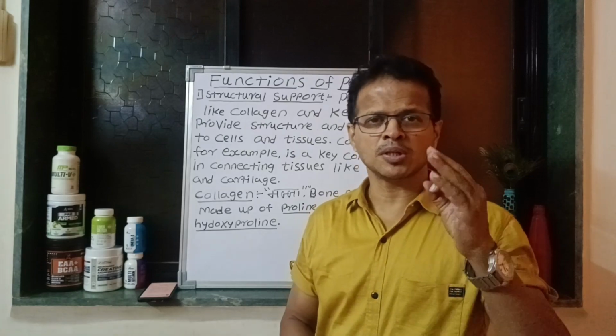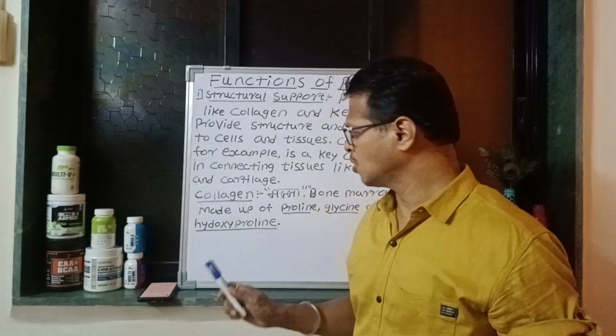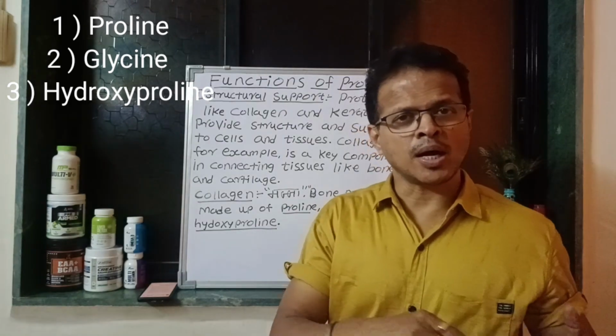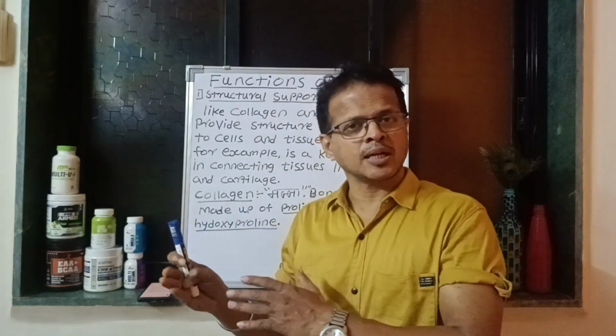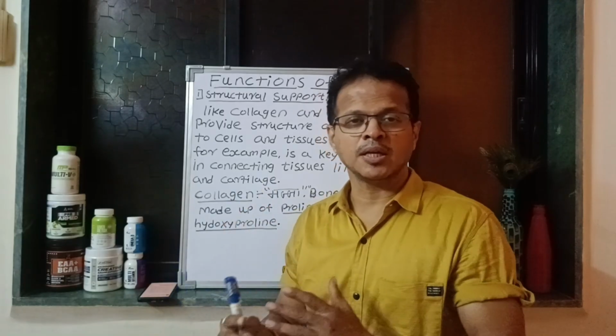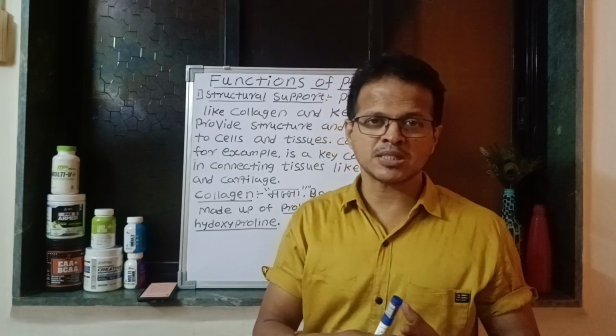It is made up of three amino acids, that is proline, glycine and hydroxyproline. Now to understand what collagen exactly means, please see the picture given on your screen. Here you can easily observe that collagen is nothing but fibers, which are available in abundant quantity in skin, bones, muscles and other connecting tissues.